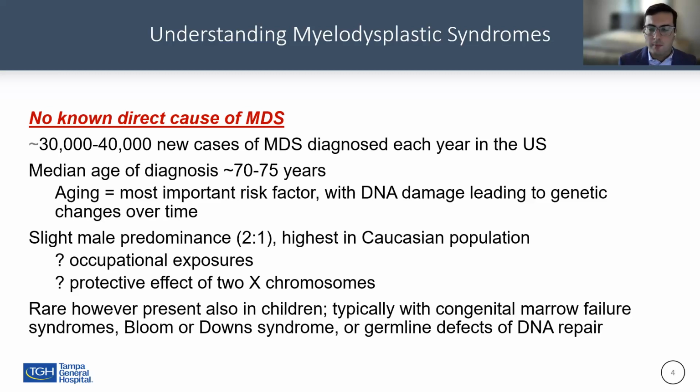We know that MDS is more common in males at about a 2-to-1 ratio. We know that occupational exposures can increase patients' risk of myelodysplastic syndrome. And rarely we do see that it is passed down from one generation to another, where patients have what's called a germline mutation, or an inherited mutation in their blood, that they inherit from a parent, and either have a congenital bone marrow failure type syndrome or just a defect in DNA repair that ultimately leads to this dysfunctional disorder, normally at an earlier age in these cases.